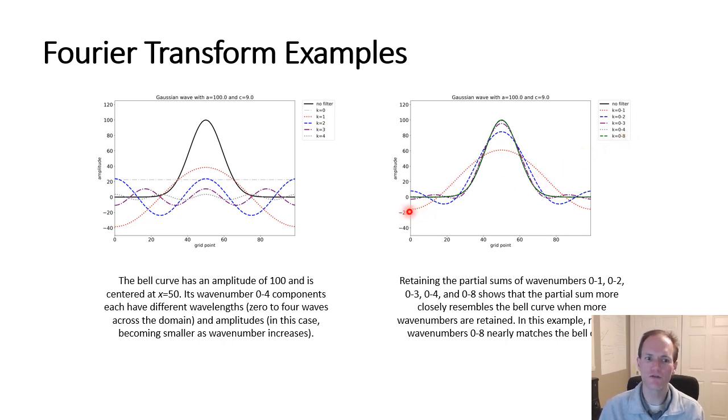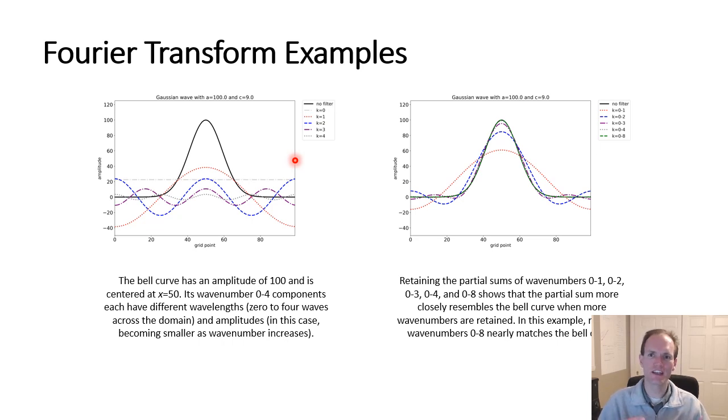In this case, 0 through 1 is just the addition of this gray dot dashed line and this red dotted line here. So you get 1 wavelength across the domain. 0 through 2 is the gray dot dash, red dotted, and blue dashed lines all added together. 0 through 3 in purple are the gray, red, blue, and purple lines added together. 0 through 4 is all of these added together, and 0 through 8 would add the 5, 6, 7, and 8 wave number lines to that as well.